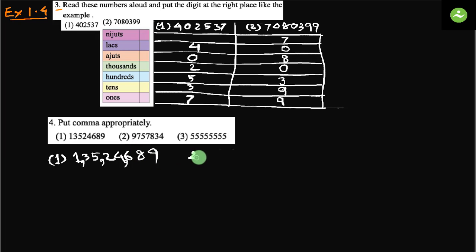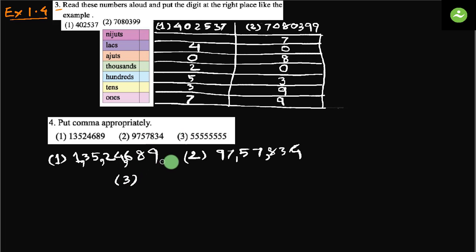Next one, number 2. 9757834. As before, we count 3. 1, 2, 3, put a comma. 1, 2, put a comma, 1, 2. We don't have to put a comma because after that there are no more digits. So if we read it, let us read the number. Ones, tens, hundreds, thousands, ten thousands, lakhs, ten lakhs, 97 lakhs, 57 thousands, 834.